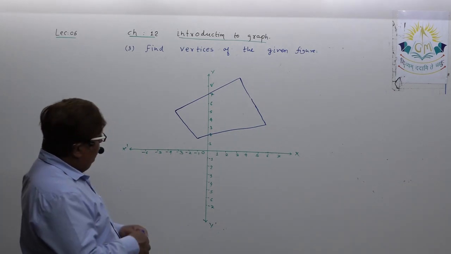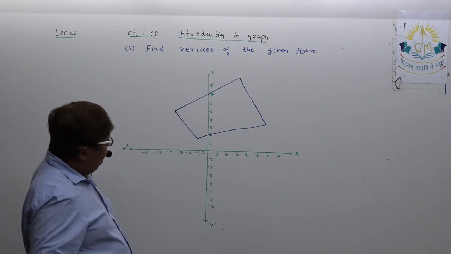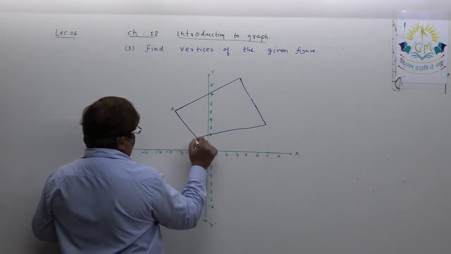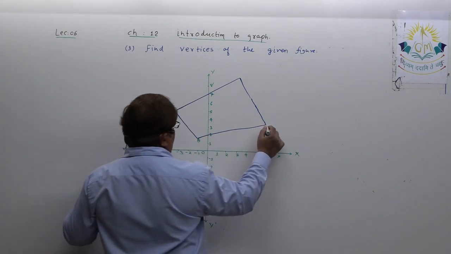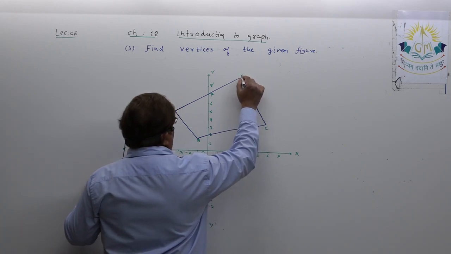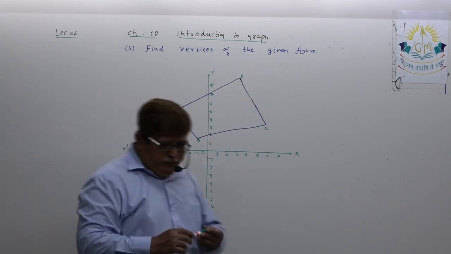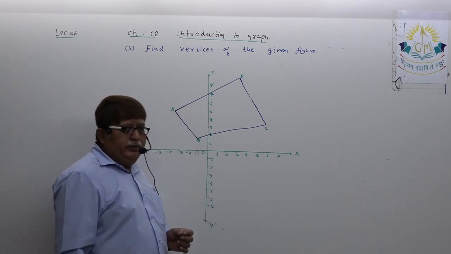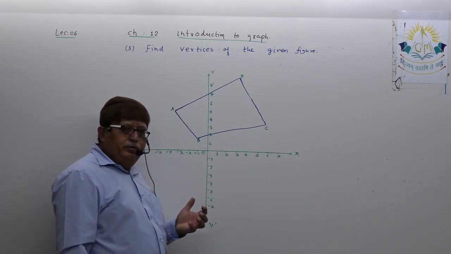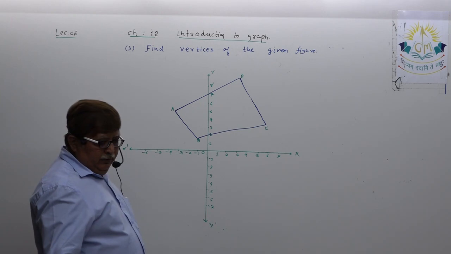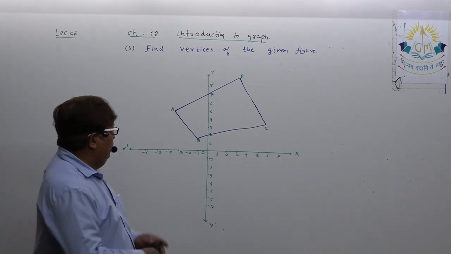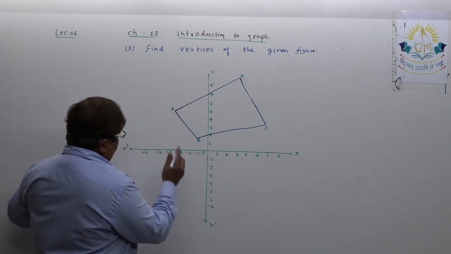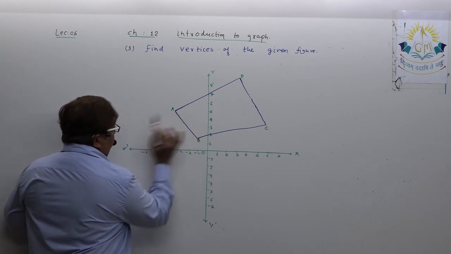Somewhat like this. Suppose you are given such a diagram. This is A, here is B, C, and D. Okay. Now, dear student, after drawing this diagram, this diagram will be given to you. What is the question? Find the coordinates of each and every vertex. What should be done, dear student? Try to understand. Suppose point A.